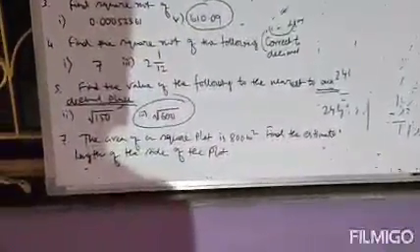Question number 7, the last question of this exercise. The area of a square plot is 800 meters square. Find the estimate length of the side of the plot. Square plot, area 800 meters square. We have to find the length of the side of the plot. So just write question number 7.